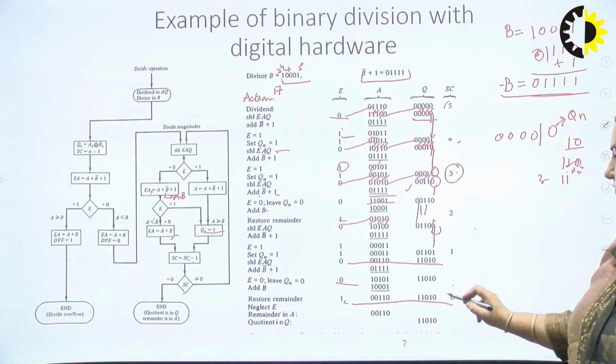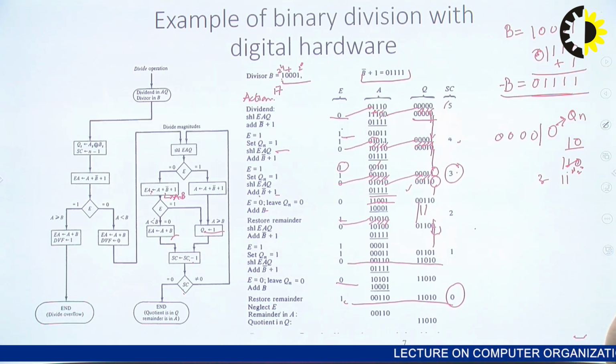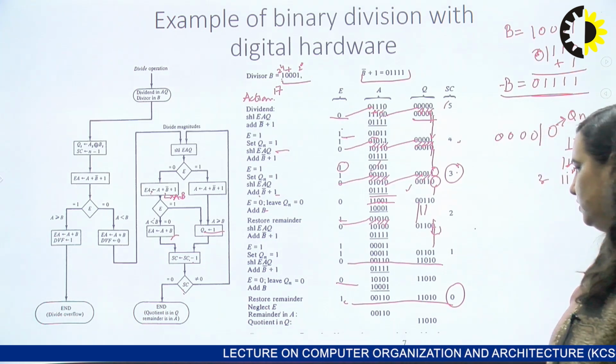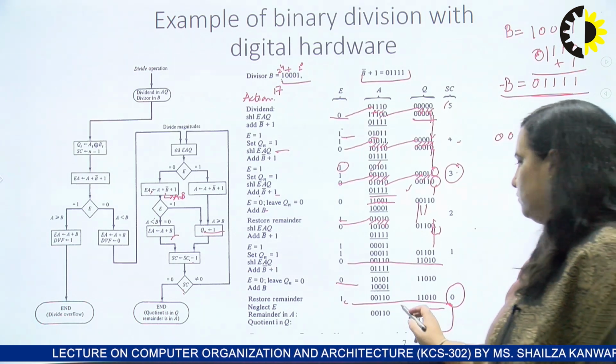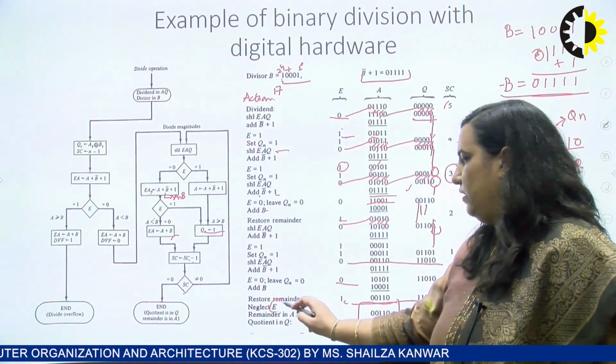And we will check the value of the sequential counter, which is 0. It means our algorithm has ended, and the quotient we can take from this Q register, and the remainder is stored in this register, and we can neglect the value of E.